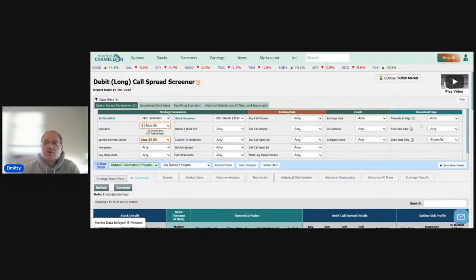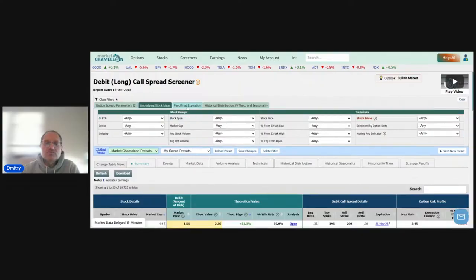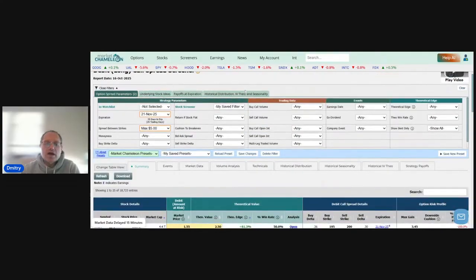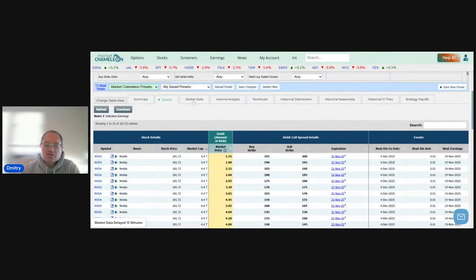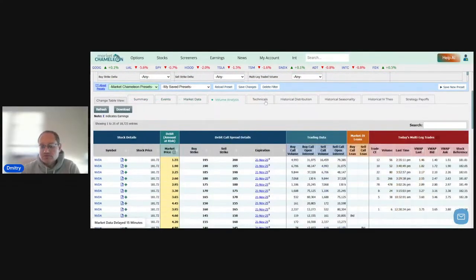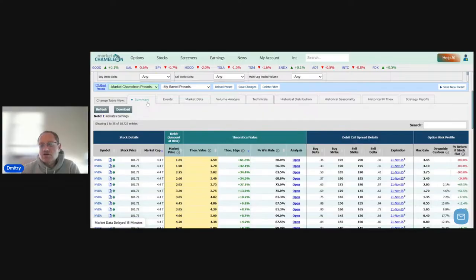As you can see, we have the filters up top with different tabs. We also have a data table below, and this also has different tabs showing different metrics and analytics for particular spreads. When we look at call spreads, we're looking at an option strategy that involves two legs, buying a call on one strike, selling a call on another higher strike in the same expiration.